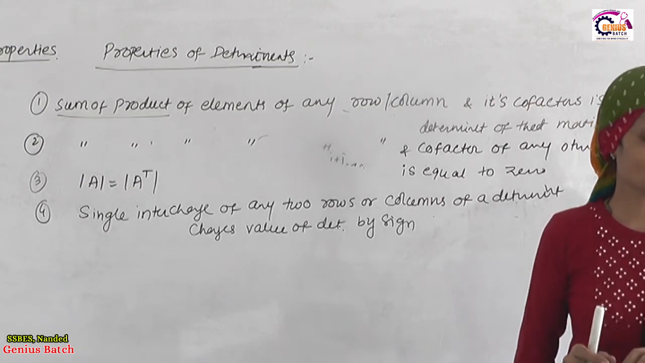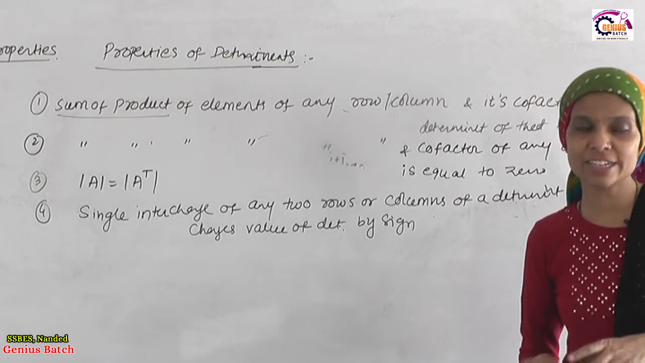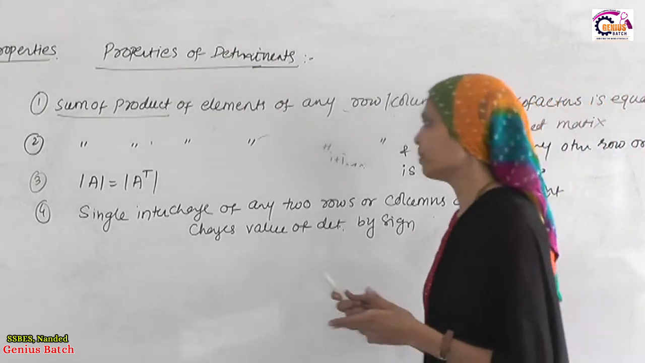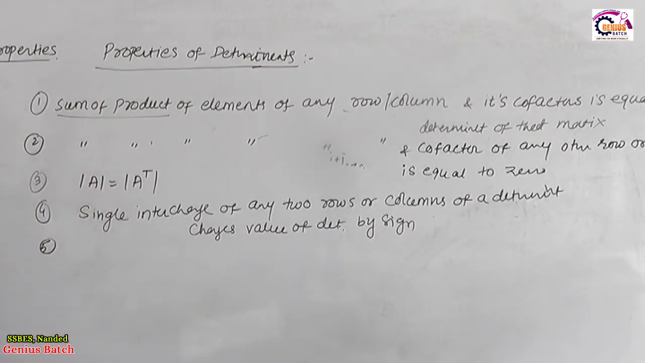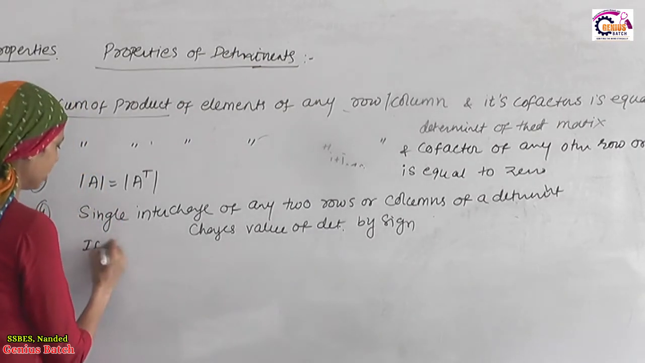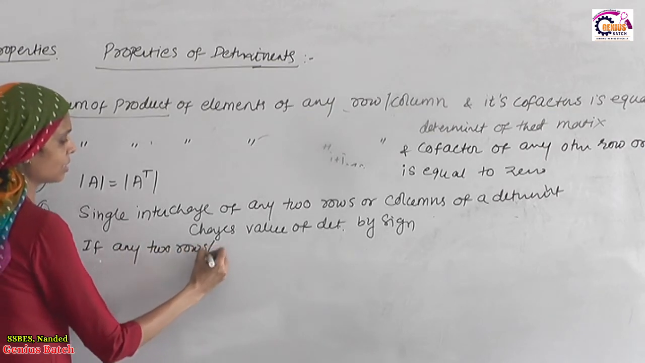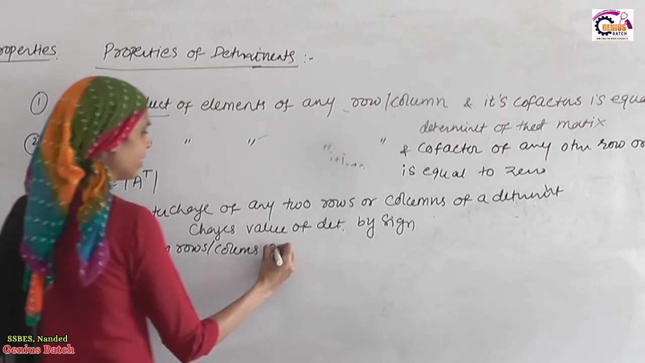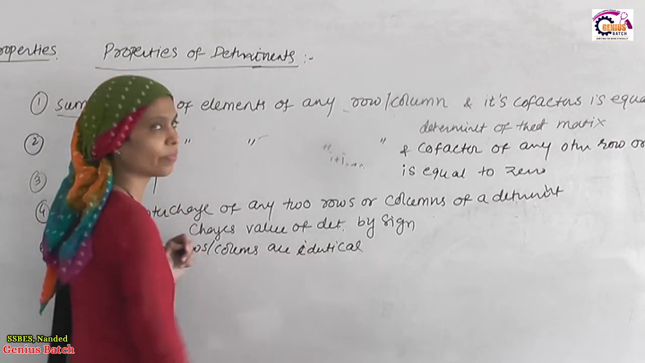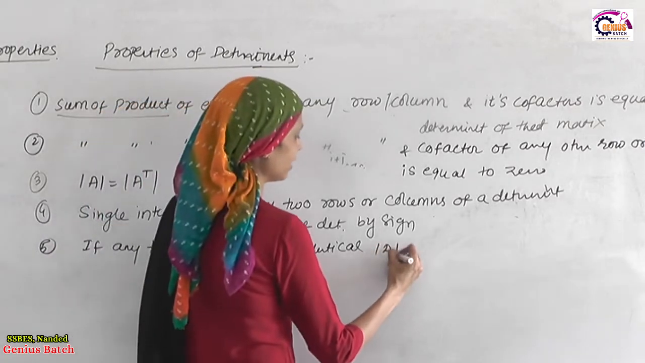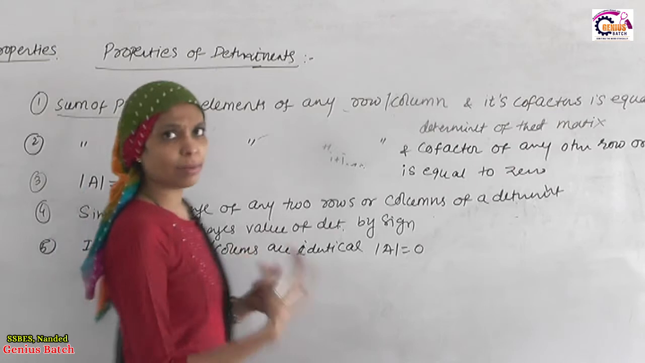If any two rows of a square matrix of order greater than 2 are identical, then the value of the determinant is 0. Yes, one more useful property. If any two rows or columns are identical, identical means same, you can say repeated, then the value of the determinant will be equal to 0. It can be easily verified.